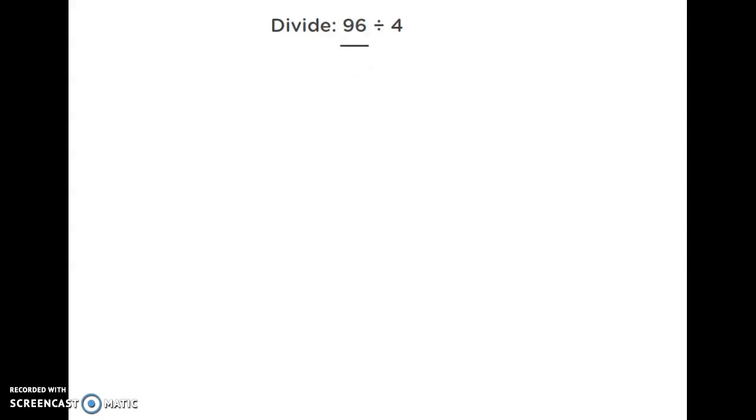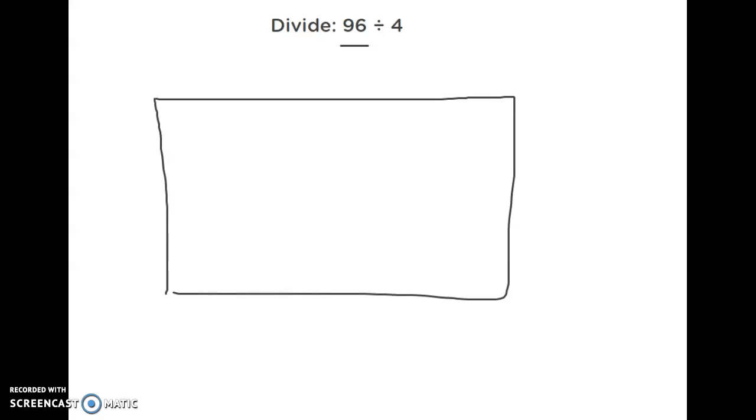I'm dividing a 2-digit number, so I'm going to make my area model have 2 places for my tens and my ones. So I'm dividing by 4. And I'm going to break apart my 96 inside into 90 and 6. These are the numbers I'm dividing.